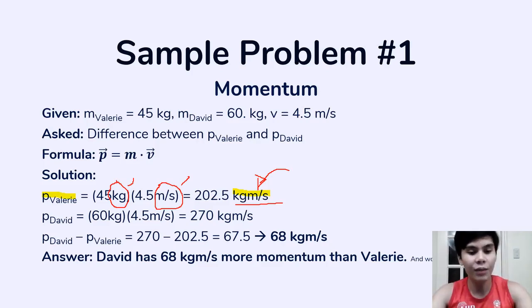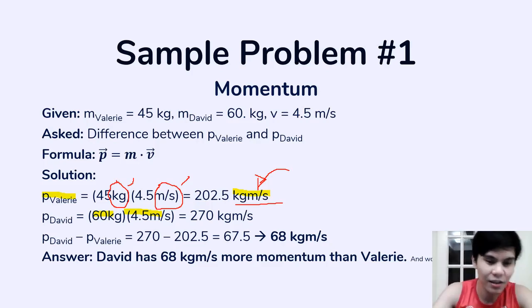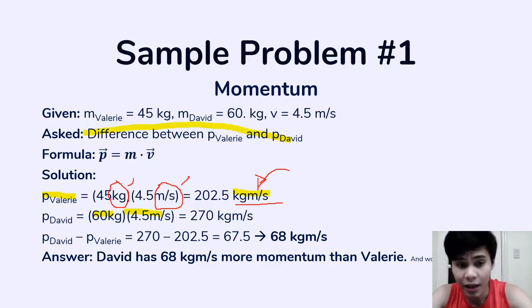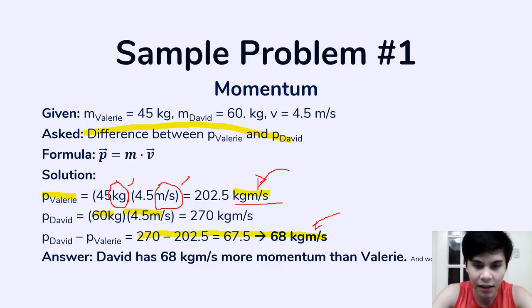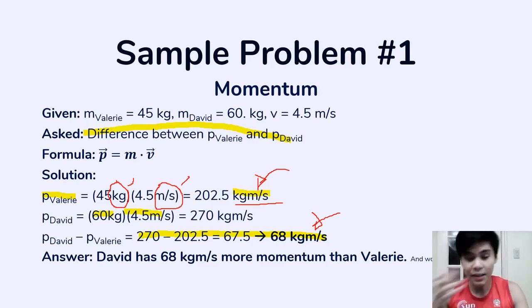Now, if we look at David's momentum, we have 60 times 4.5. That gives us 270 kilogram meter per second. Now, what we were being asked for is the difference between the momentum of Valerie and David. So we have to subtract the momentum of Valerie from David, and that gives us our answer, 67.5. Our final answer is that David has 67.5 kilogram meters per second more momentum than Valerie. And conversely, that means he'll probably crush Rainiel when he gets tackled.